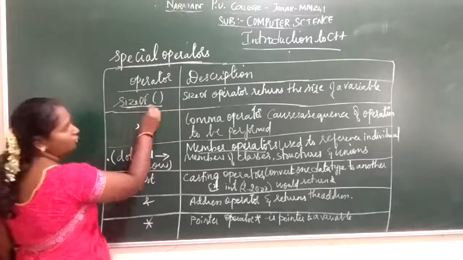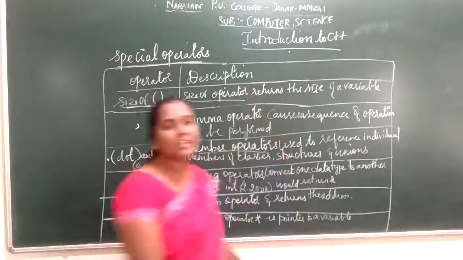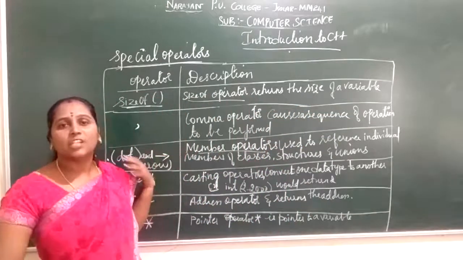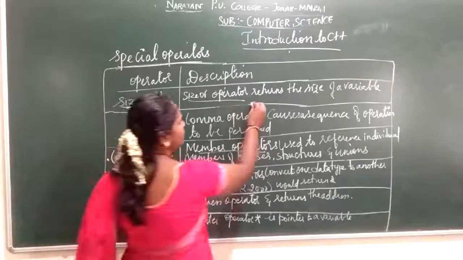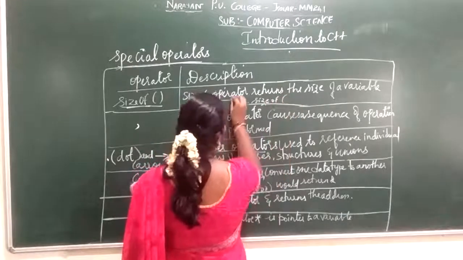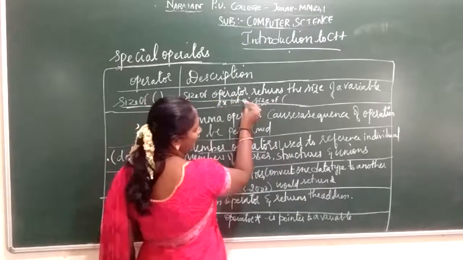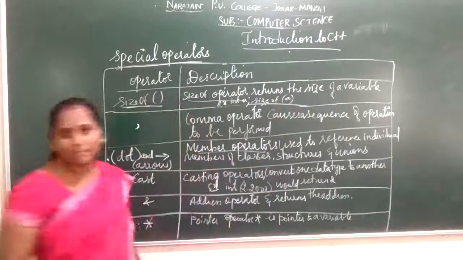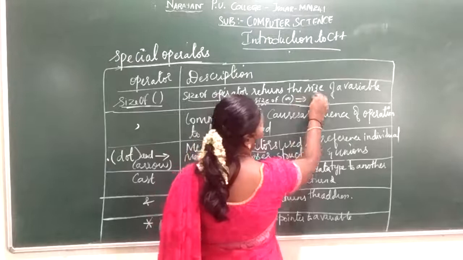What is the sizeof operator? The sizeof operator returns the size of a variable. That is, it returns the size of the data type in which a variable is stored. For example, int a. If I want to find the size of a, it is going to return the size of the data type, that is 2 bytes.